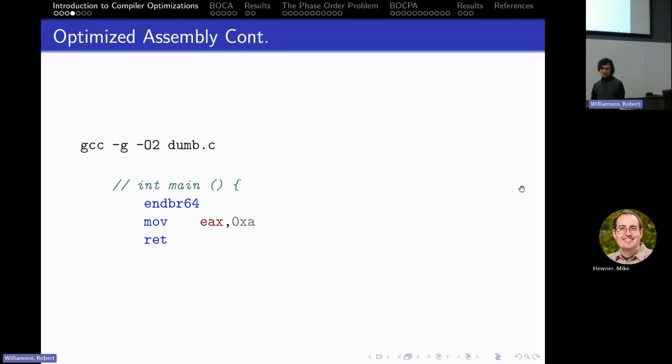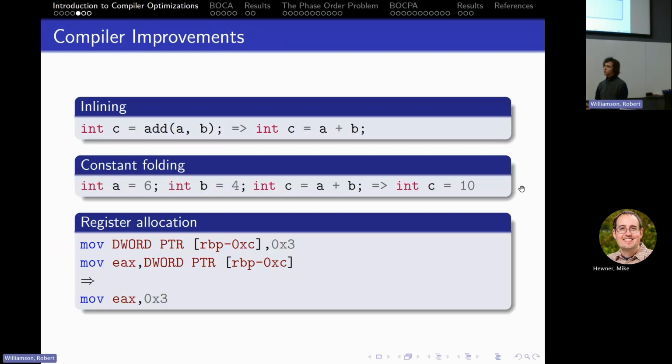Just a single instruction, basically. We move the value of 10 into the EAX register, and then we return. It's so much simpler. So what did the compiler do? Well, here are 3 optimizations the compiler probably performed on that code.